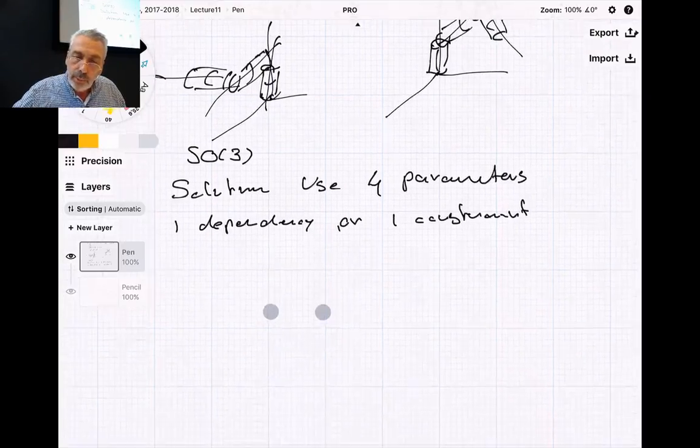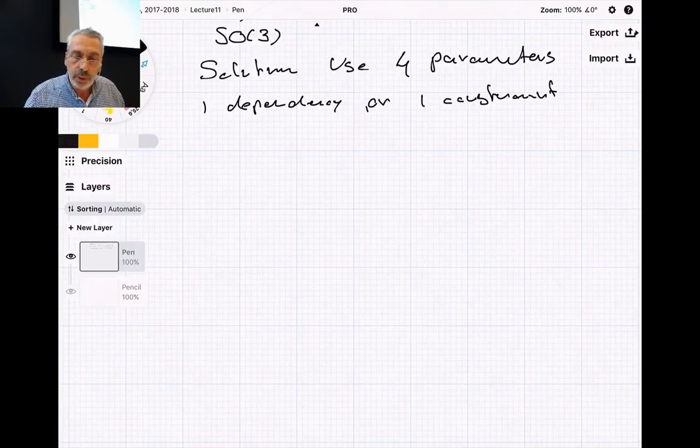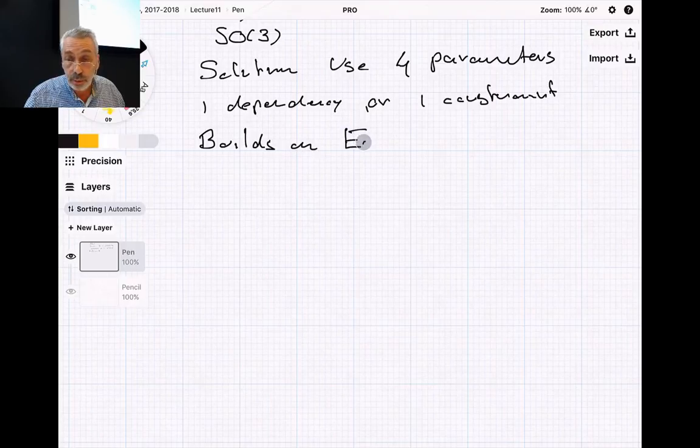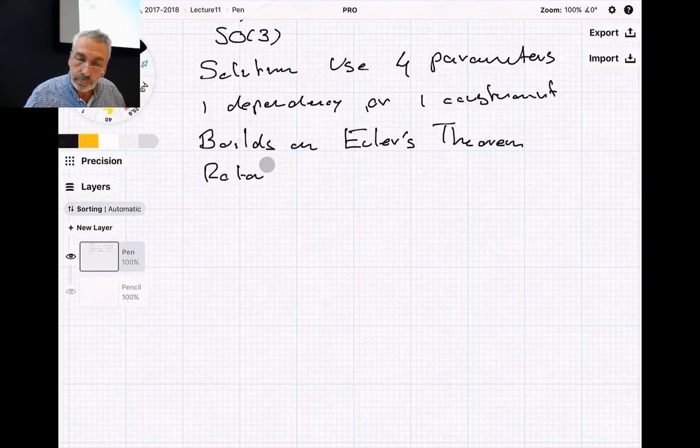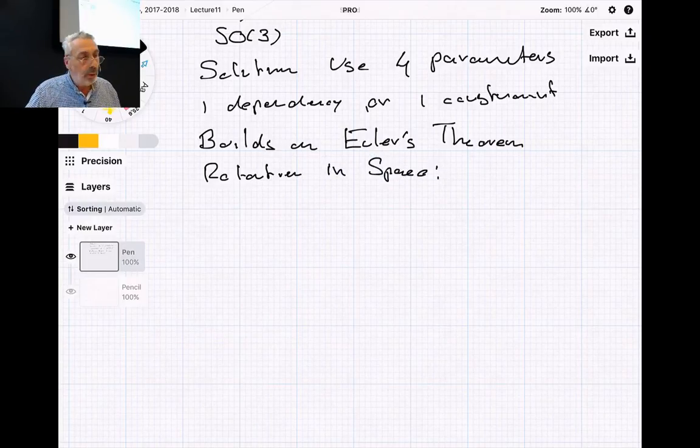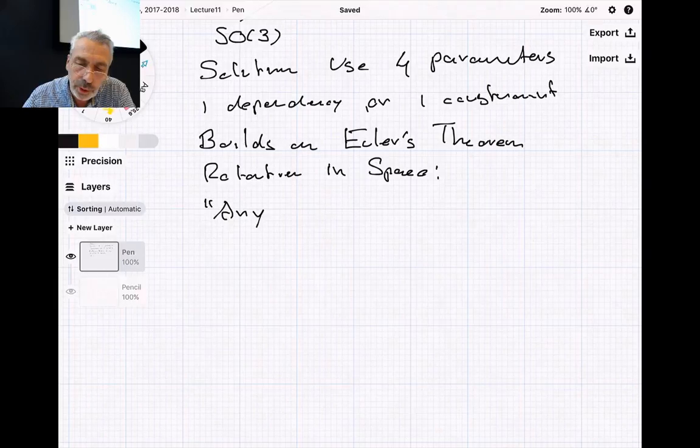Now, the whole idea actually builds on a theorem, and it builds on Euler's, of course, again, Euler's theorem for rotation in space. Rotation in space. And what does Euler say? Euler says the following. Any rotation or any change in orientation, yeah, how should I say that? Any attitude, do we like the word attitude?